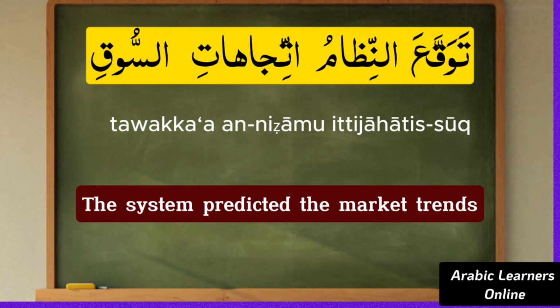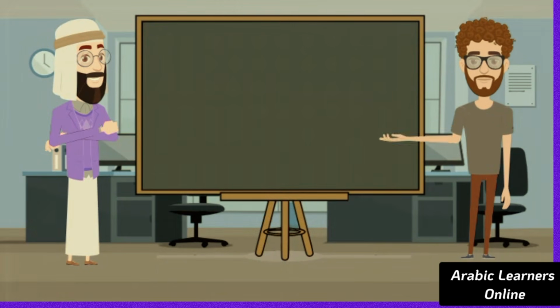Your sentence, توقع النظام اتجاهات السوق. In English, The system predicted the market trends. Say it with me. توقع النظام اتجاهات السوق. Breakdown. توقع predicted. النظام the system subject. اتجاهات trends of possessive case. السوق the market. Perfect.